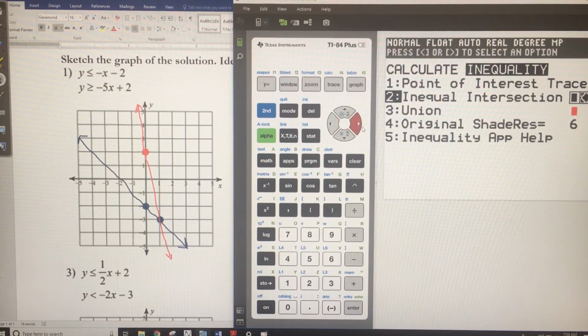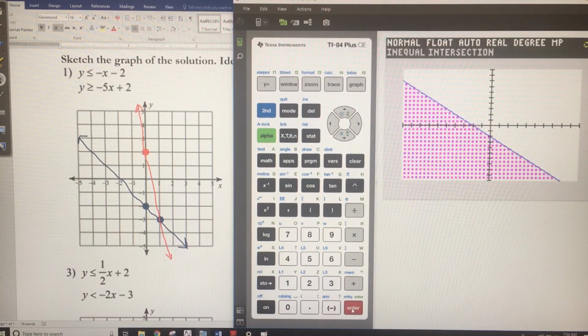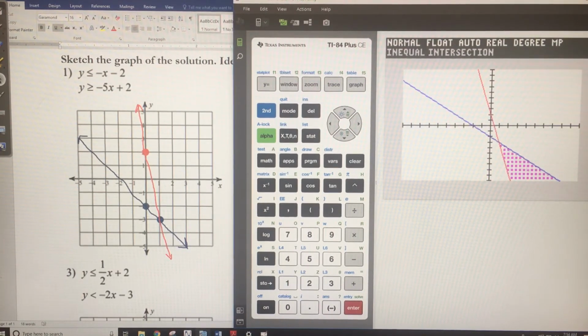Since we're using blue and red, I'm just going to switch over to purple, this pinkish purple color, and do number 2. And see, now, instead of that busyness, we now have, oh, it's right there. It's in that lower right-hand corner between the 2. And that's where we would shade.